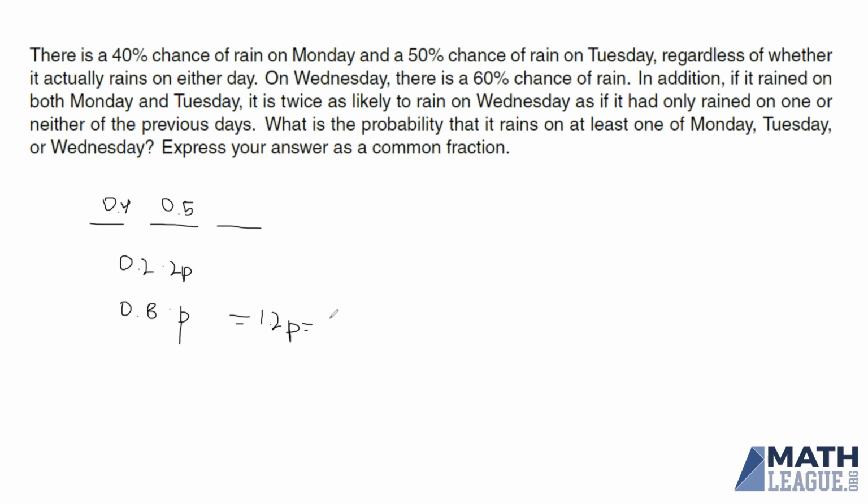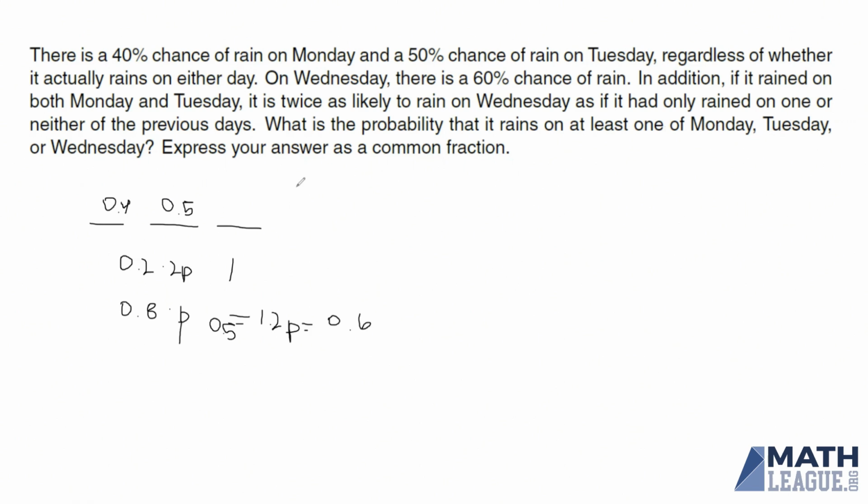since that's given in the problem. So we can divide by 1.2 to find that p is 0.5. So that means that 2p is 1 and p is 0.5. So that means that if it rained on both Monday and Tuesday, there's a 100% chance of rain on Wednesday. And if it rained on 0 or 1 of Monday or Tuesday, there's a 0.5 probability of rain on Wednesday.